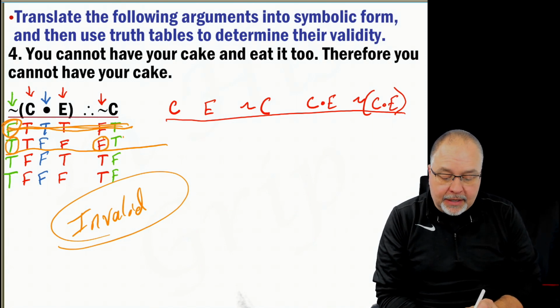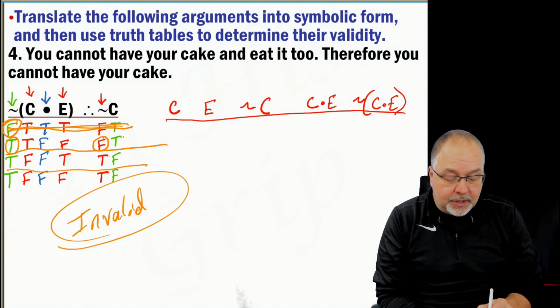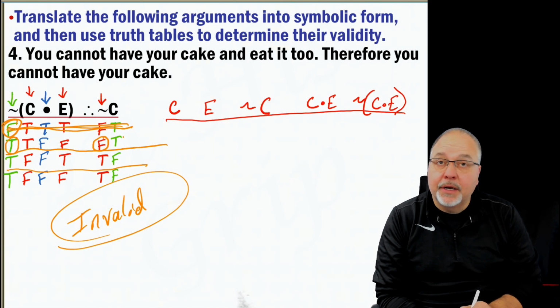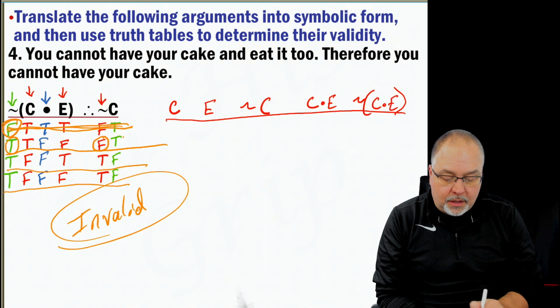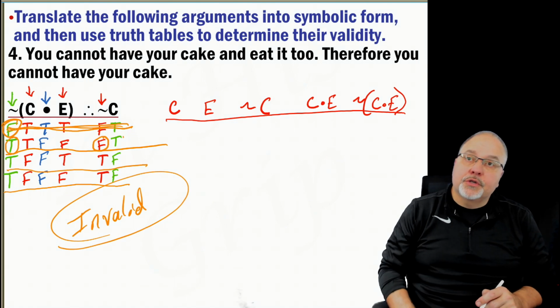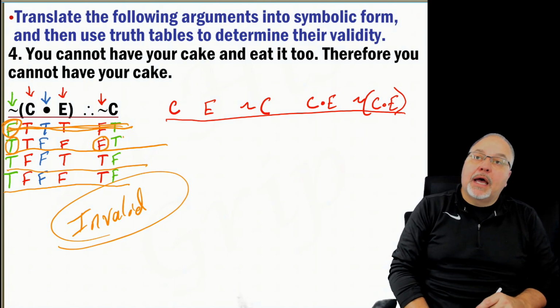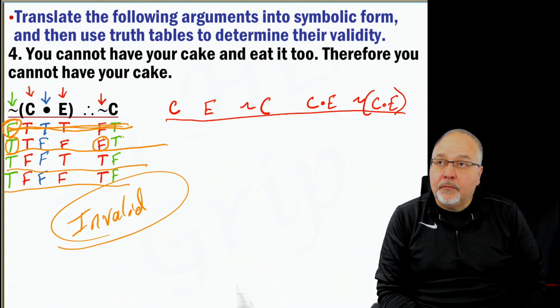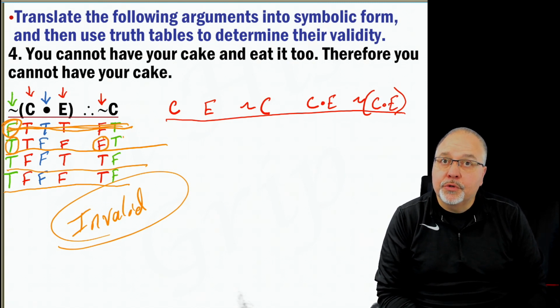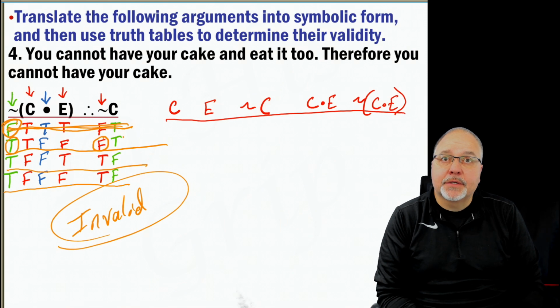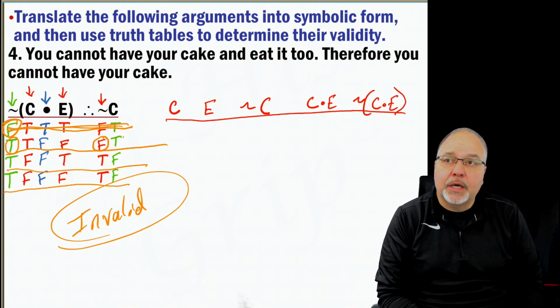Now, notice that even if you look at row 3 here, the premise is true and the conclusion is true. It doesn't matter, okay? Again, line 4, the premise is true, and the conclusion is true. But I found at least one line where the premise was true, conclusion was false. That makes this argument invalid. At least one line. Okay?